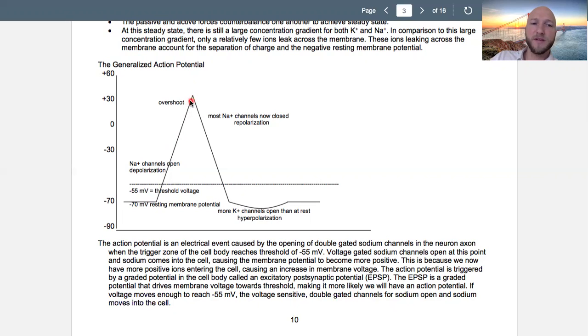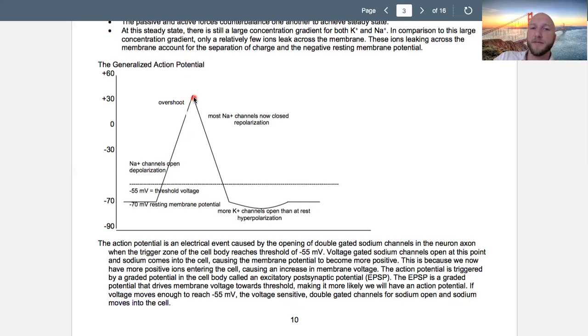And right about when it gets to +30, there's actually a second gate on those voltage gated sodium channels. So these are double gated channels. Double gated sodium channels found on the axons. The first gate, the activation gate, opens up due to the voltage of the area, -55. The inactivation gate will close, closing the channel around +30.